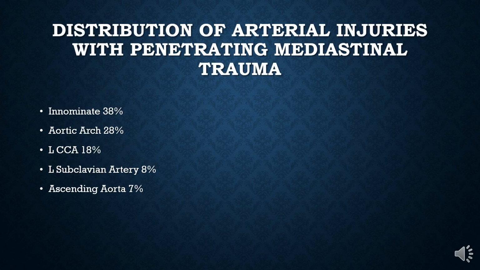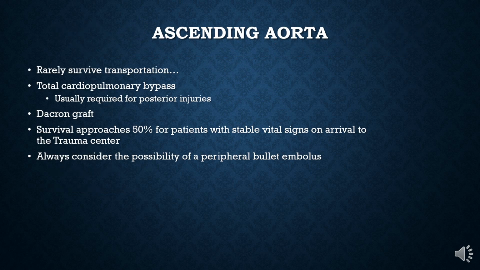Distribution of the arterial injuries with penetrating mediastinal trauma: innominate 38%, aortic arch 28%, left common carotid 18%, left subclavian artery 8%, ascending aorta 7%. Ascending aorta injuries rarely survive transportation. Total cardiopulmonary bypass is usually required for posterior injuries. Dacron graft survival approaches 50% in patients with stable vital signs on arrival to the trauma center. Always consider the possibility of peripheral bullet embolus.